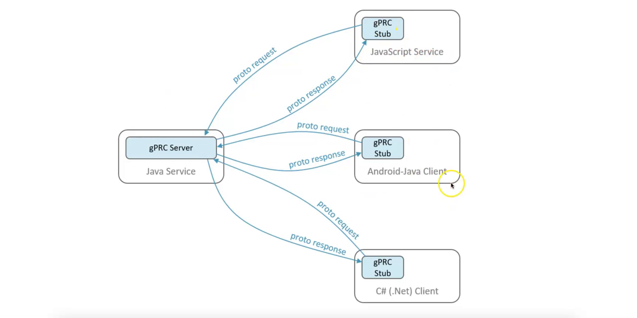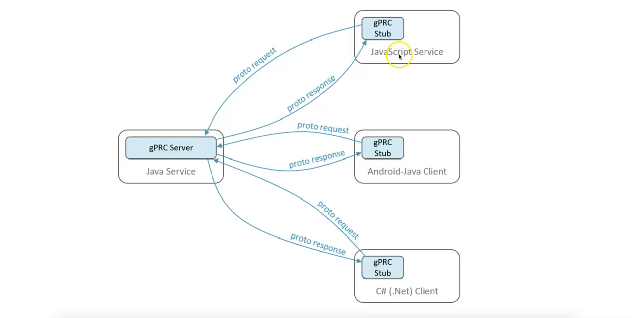The clients are indicated on the right. The gRPC server interacts with different types of clients, which can be written in various programming languages. We have a JavaScript service, we have an Android Java client, which is a client for Android written in Java, and we have a C# .NET client, which is a client built using C# in the .NET framework.